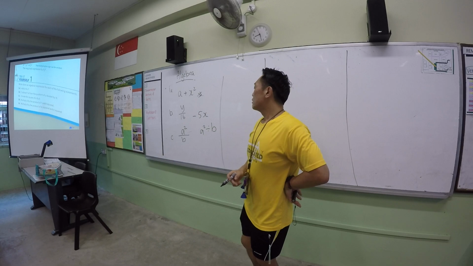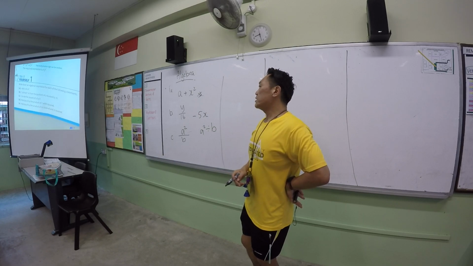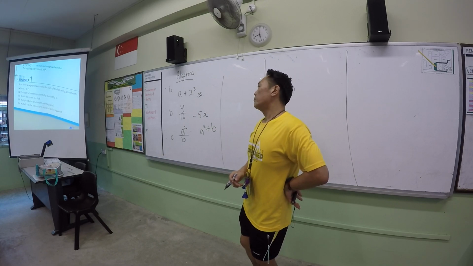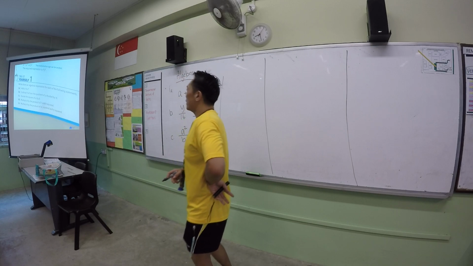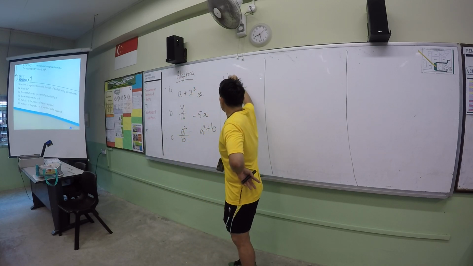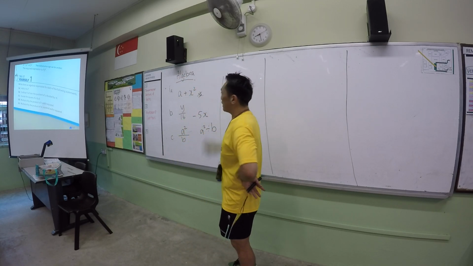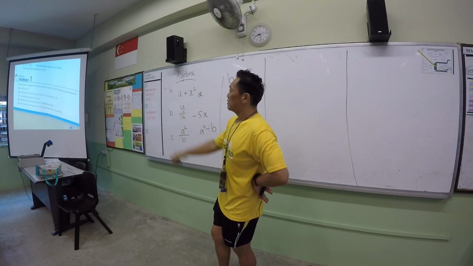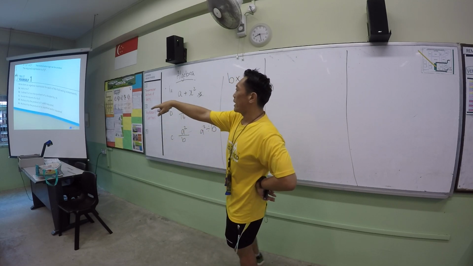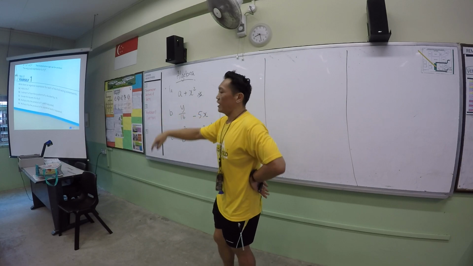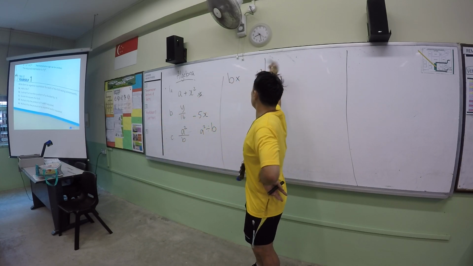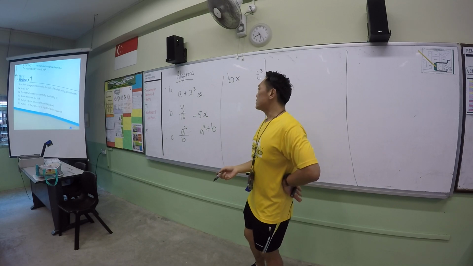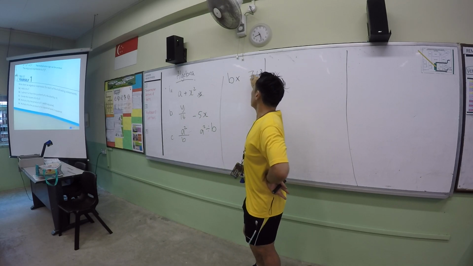Okay. Part D. Multiply b by the product of 7 and t squared. Okay, so we know that we have to multiply b by something. So what is the something? The something is the product of 7 and t squared. T squared is t squared. 7 is 7.